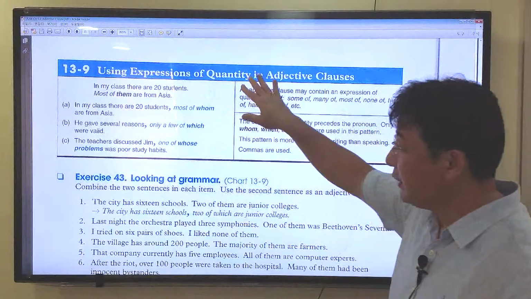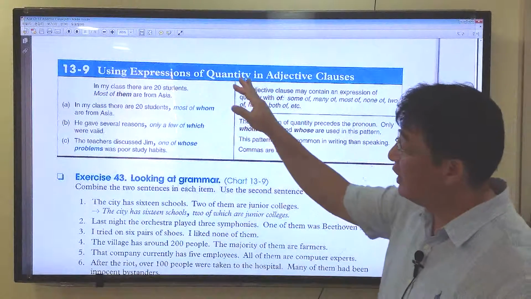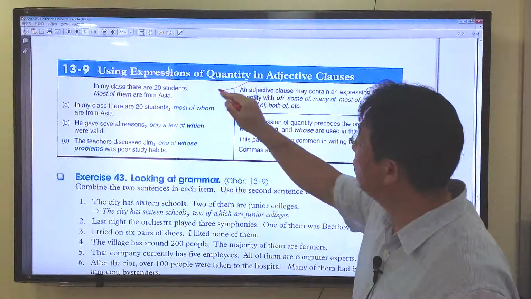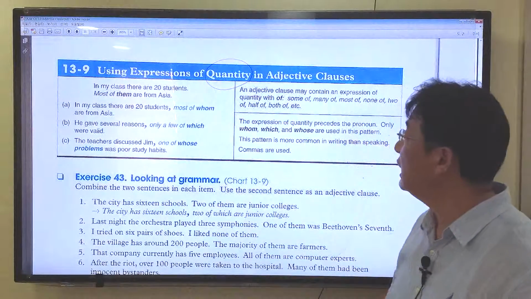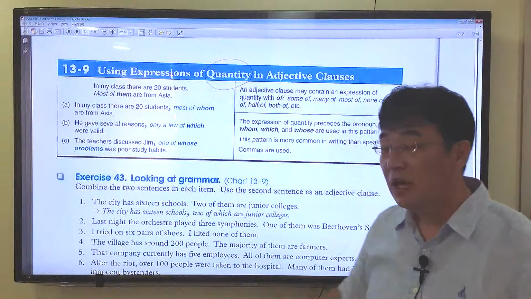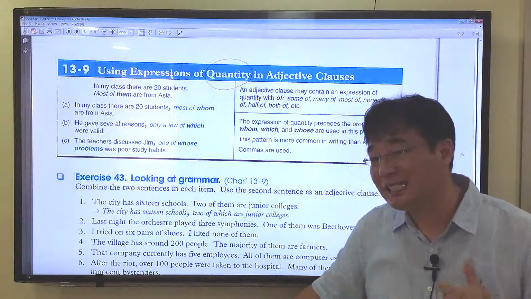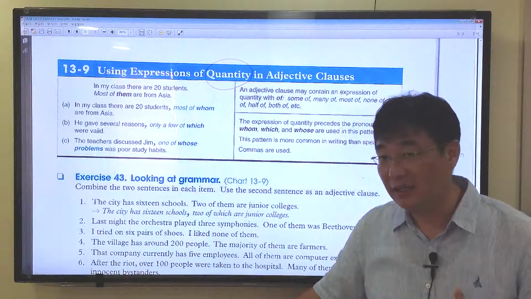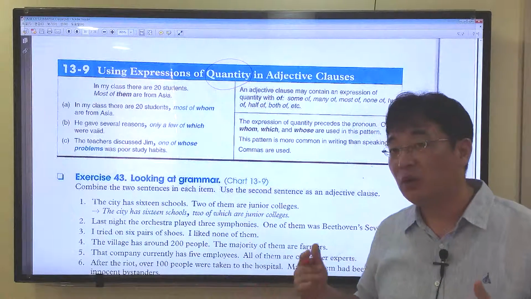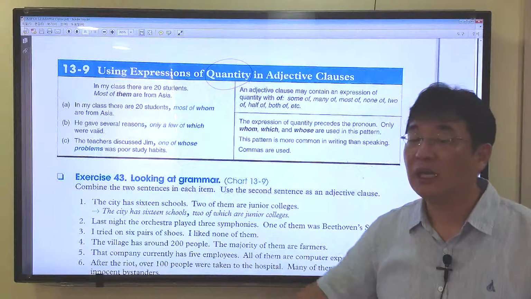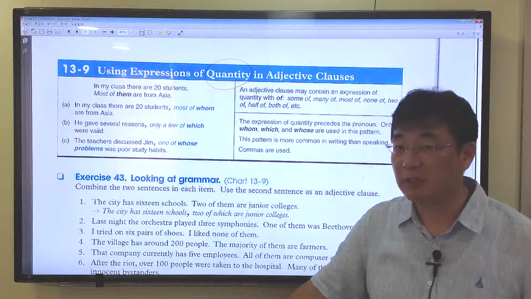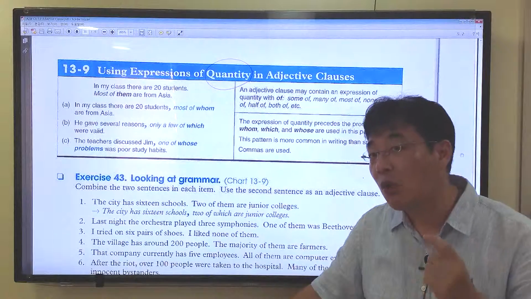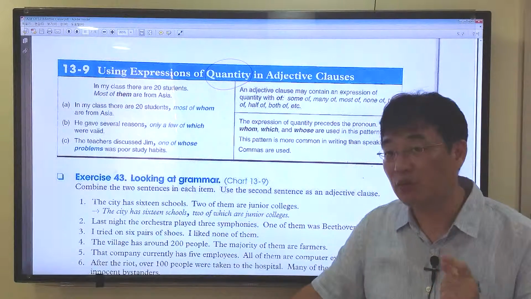Okay, table 13-9. The title says using expressions of quantity. The most important thing is quantity in adjective clauses. So even in adjective clauses, we can express quantity concepts. Not only are we going to modify a noun by having some expressions in an adjective clause, but those expressions also include quantity concepts. That's what you have to remember.